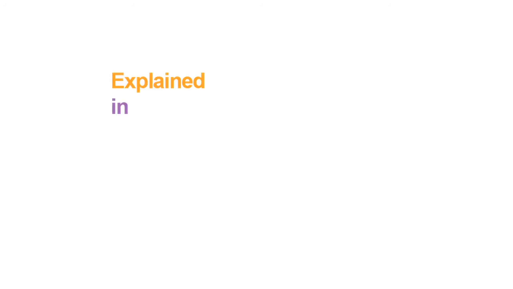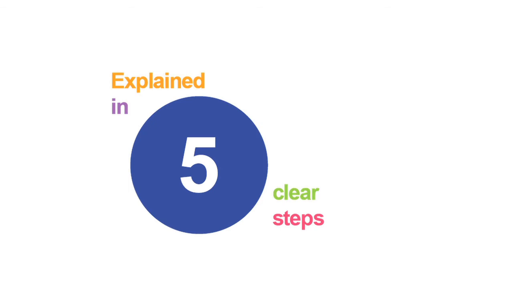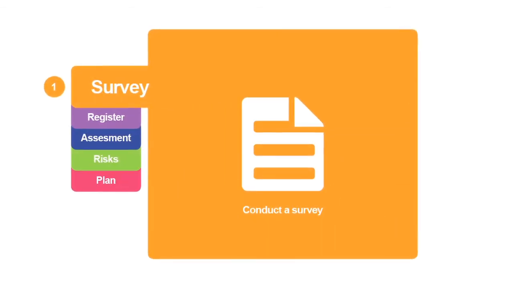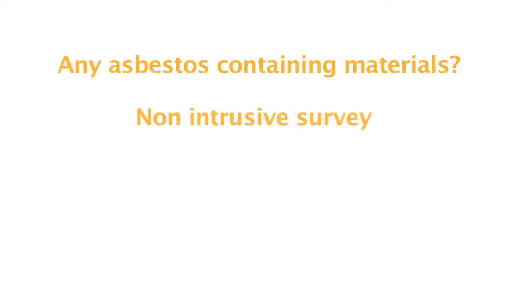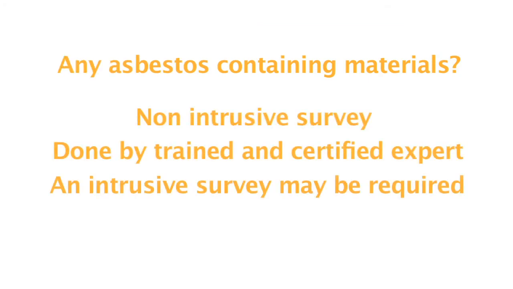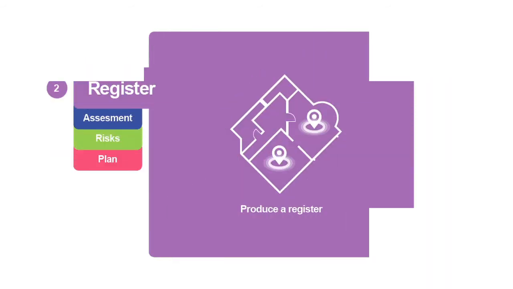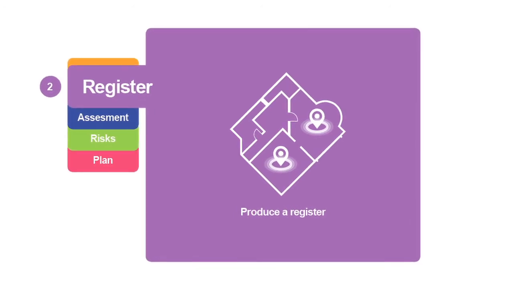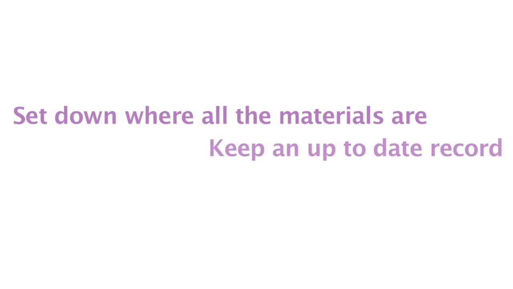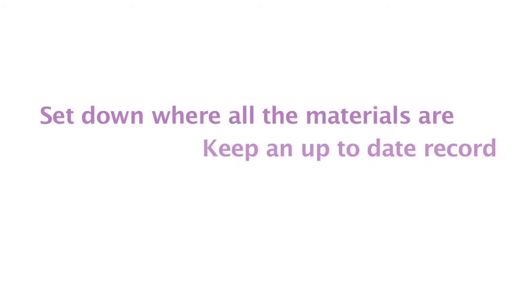Your obligations can be explained in 5 clear steps. 1. Conduct a survey. Firstly, you need to find out if your premises contain any asbestos-containing materials. This will involve organising a non-intrusive survey by a trained and certified asbestos expert. 2. Produce a register. After the survey has been conducted, you need to produce a register of where all the asbestos-containing materials are. This is important so that you have an up-to-date record to refer to and can quickly use it to inform anyone as to where asbestos-containing materials are on the premises.